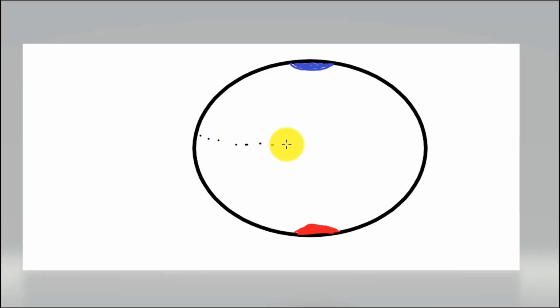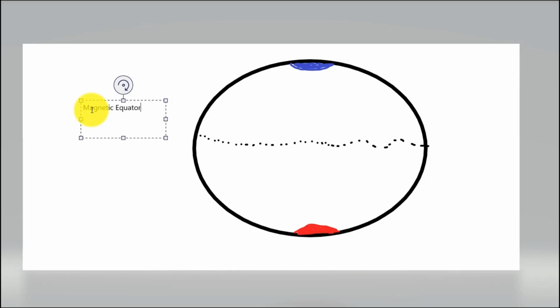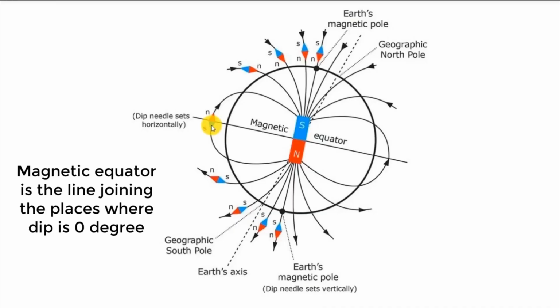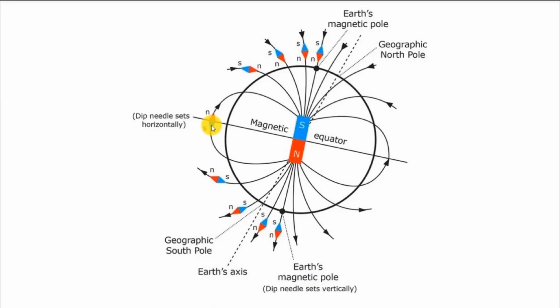Let's talk about the magnetic equator. In some places on the earth, if we keep a magnetic needle, it doesn't create any angle. It remains horizontal with the earth's surface. If we connect those places together, that will create an imaginary line which will be close to the earth's equator, and on that line the angle of dip will be 0. That imaginary line is called the magnetic equator.